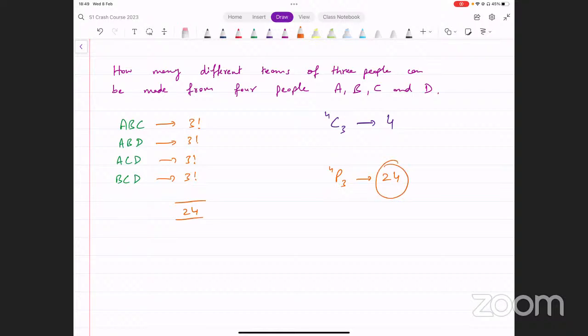Permutation is giving us 24. If you were to go from permutation to combination, what would you have to do in this case? You've got 24, but this 24 is counting each one of these different teams 3 factorial times. It's counting each one of them 6 times. So in order to get the unique number of teams, you would divide by 3 factorial. And that would give you the actual result, which is 4 here.